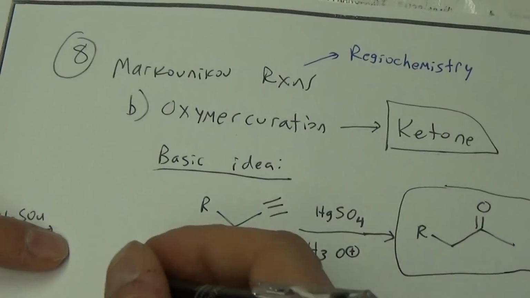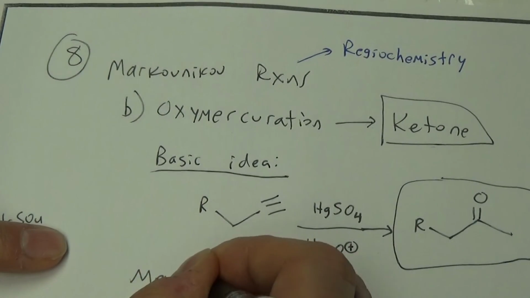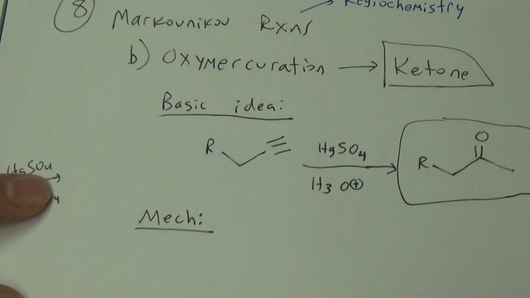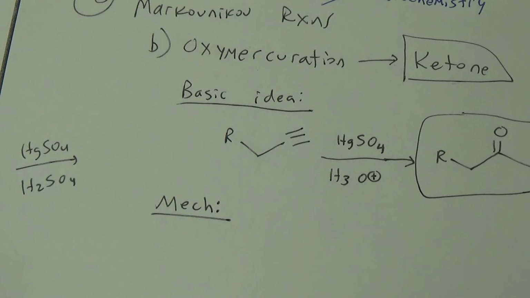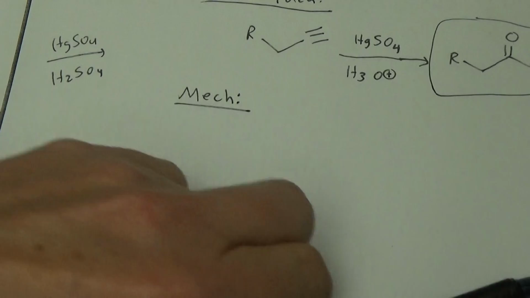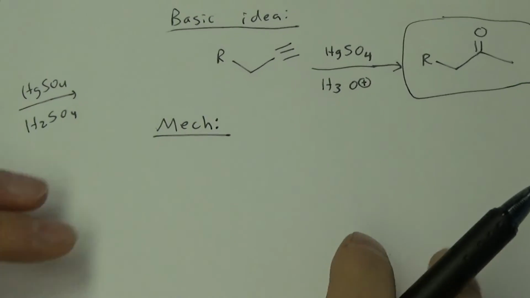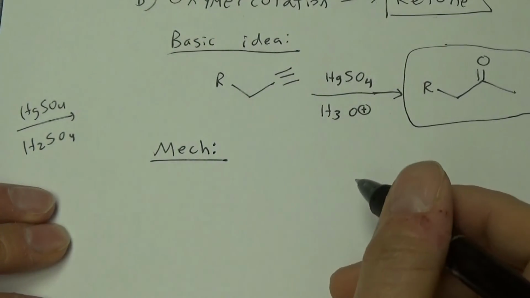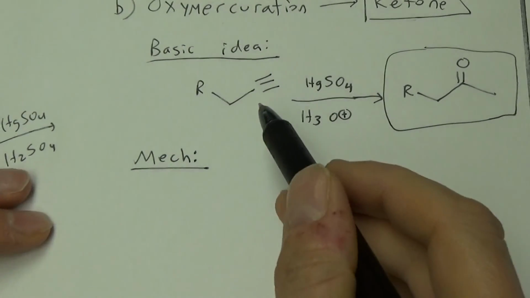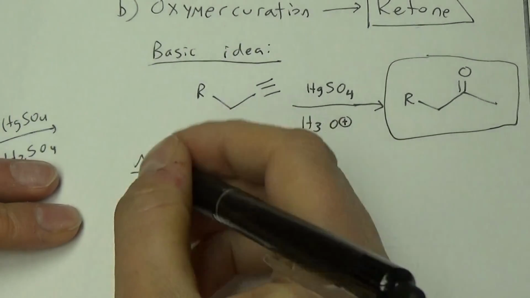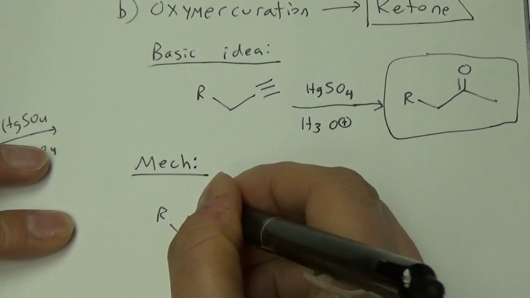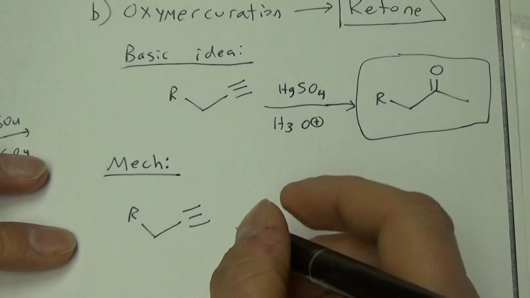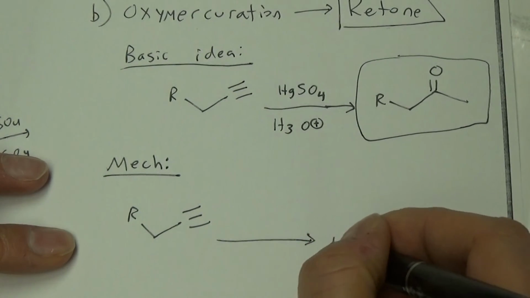Okay, so what's the mechanism of this? We'll step through the mechanism of this reaction. So let's do the mechanism of the oxymercuration of alkynes to give ketones. What I'm going to do is redraw it a little bit. Draw the product.